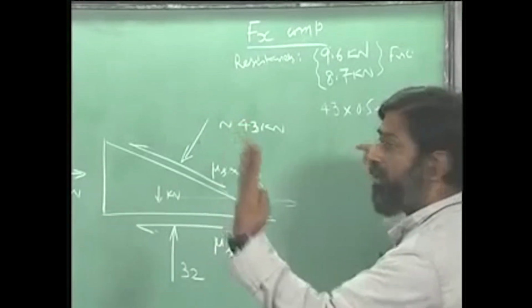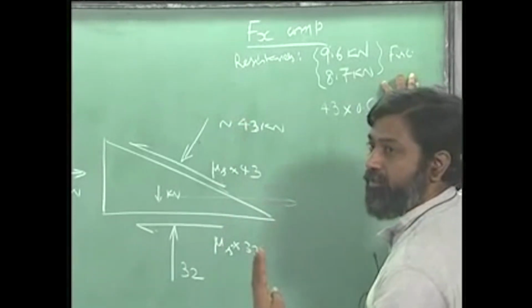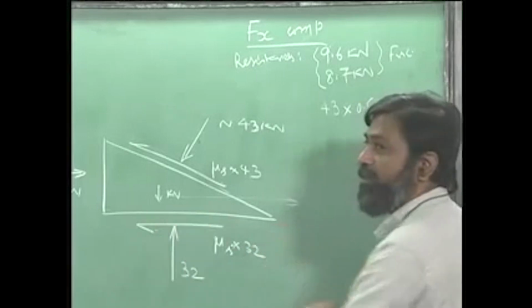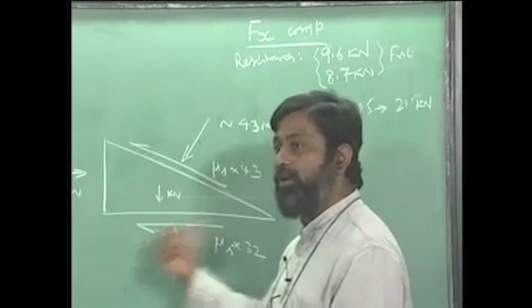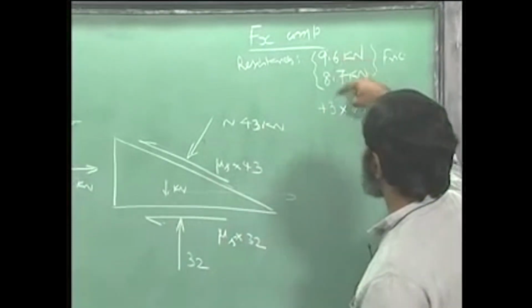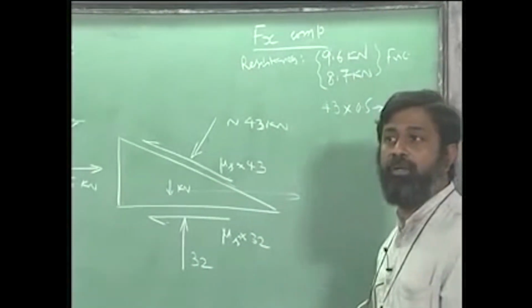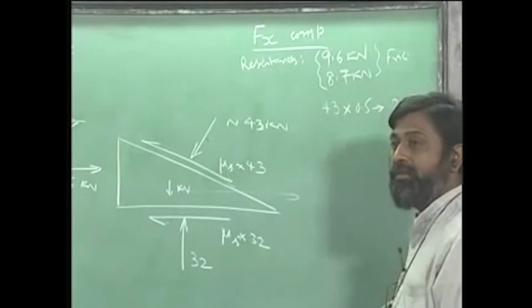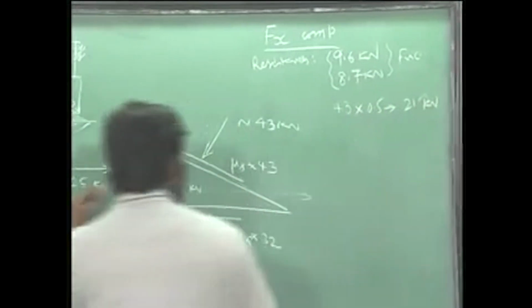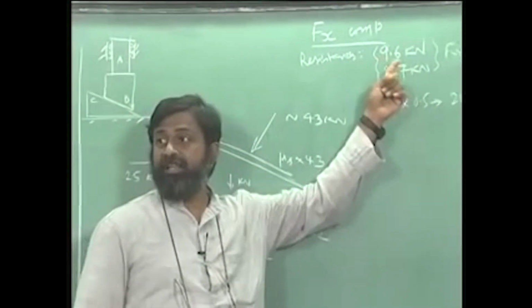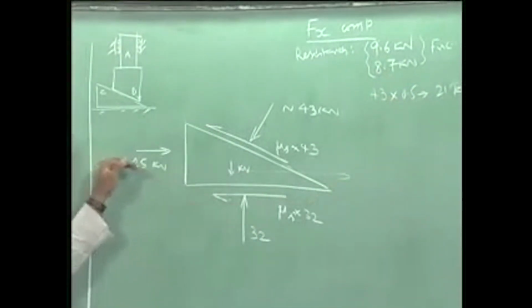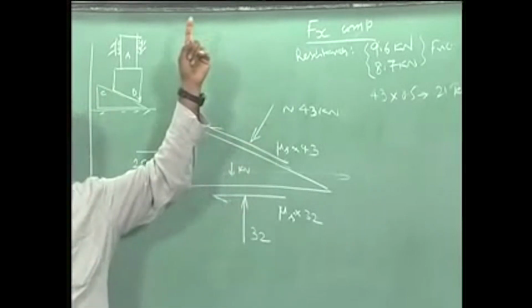If the remaining 4 is taken by the frictional force, then the block cannot be moved by 25 kilonewtons. I need to overcome the frictional forces in order to do that, but the frictional forces themselves account for around 18 kilonewtons. So if I have to move this, adding this 21 and 18, roughly I should have 40 kilonewtons of force in order to move the block up.